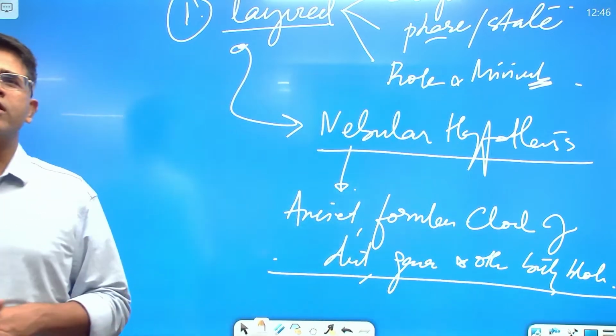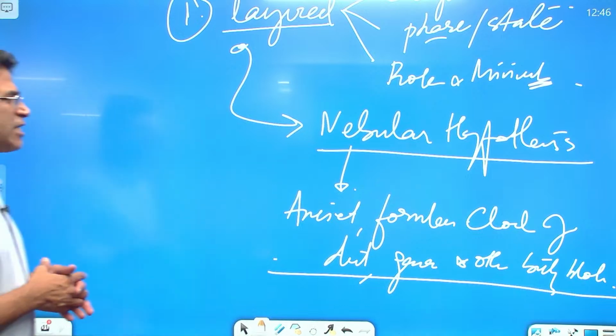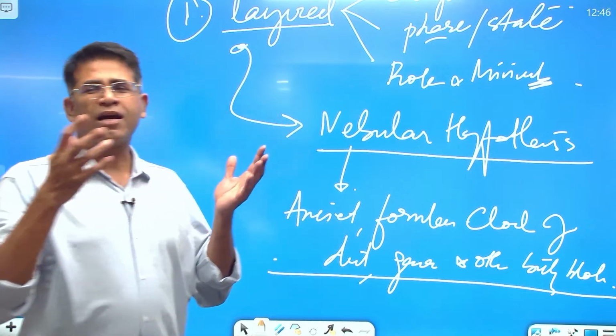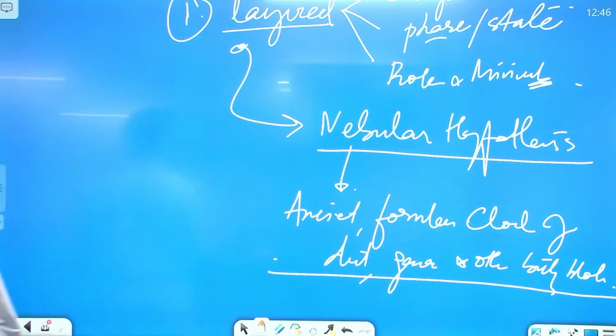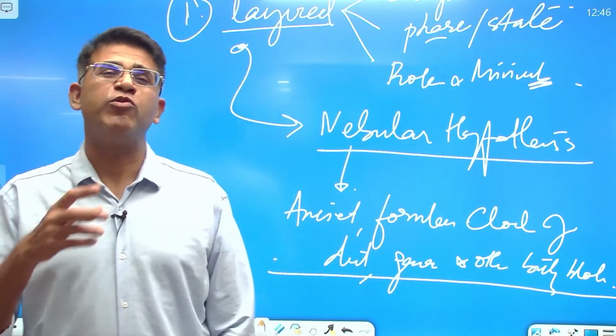Okay. So nebula is ancient, formless, it will not have any shape. It's amorphous. It's ancient. It is a formless cloud. Cloud of what? Cloud of dust, cloud of gases, and clouds of other building blocks. So there are a lot of debates about what is the fundamental particle that makes up our universe.